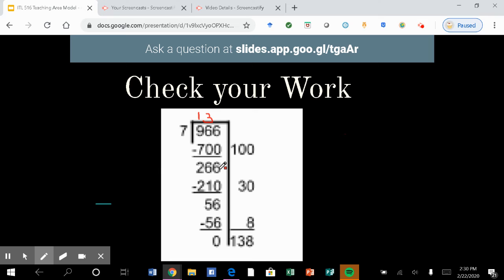Then we once again subtract. 266 minus 210 is 56. Knowing our basic math facts, we know that 56 divided by 7 is 8, because 8 times 7 is 56, and there is no remainder, and therefore we have our correct factors.